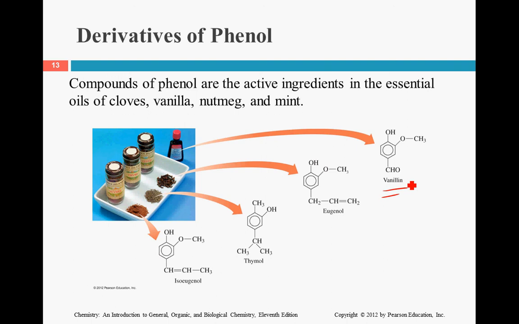Vanillin, this is the compound that's in vanilla. Here's your phenol group right there. Here's an ether because it's surrounded by carbons. And this is an aldehyde. Eugenol is actually in cloves. You have an ether in that one too. And you have a double bond. So you can see that these functional groups keep coming up.